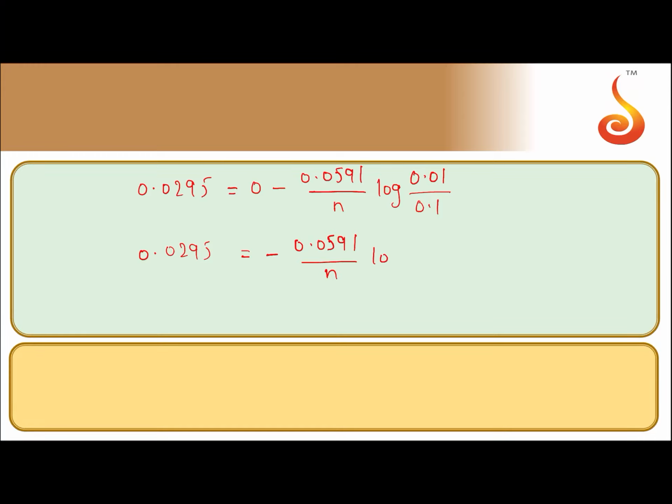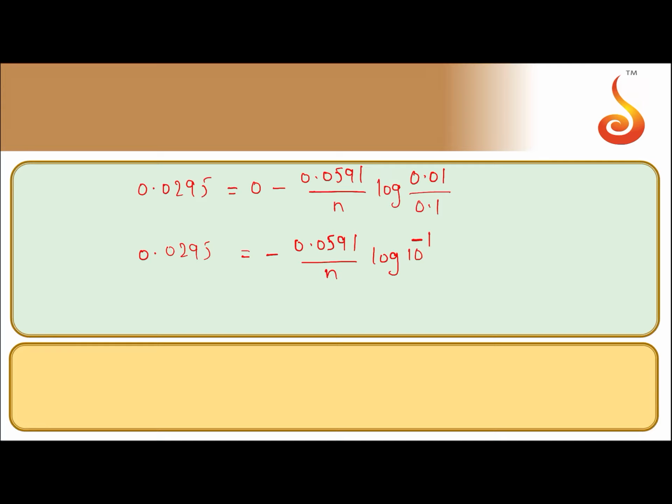So if we substitute the values here, E cell 0.0295, E0 cell is 0 minus 0.0591 by N log anode concentration is 0.01, cathode is 0.1. So here 0.0295 is equal to minus 0.0591 by N log 10 power minus 1.